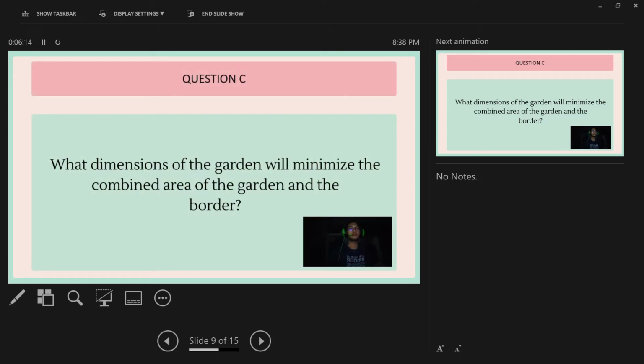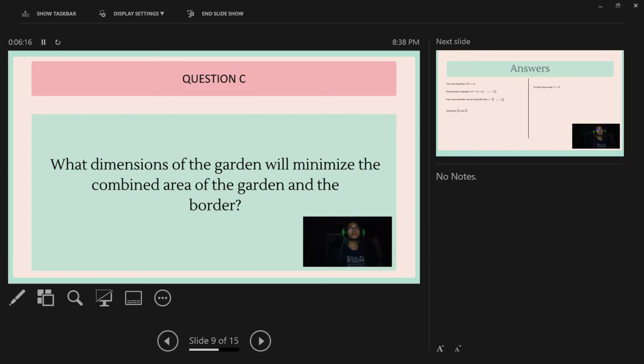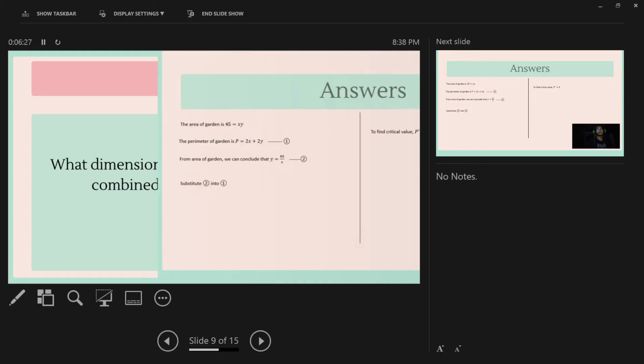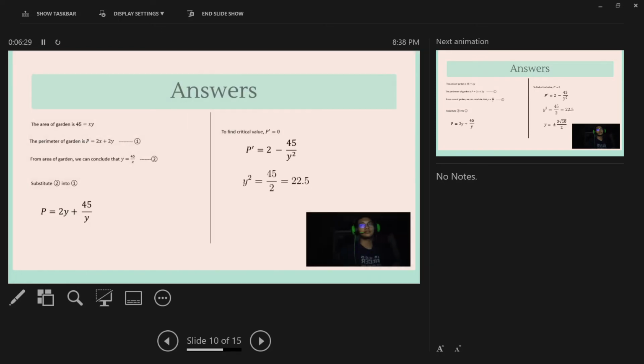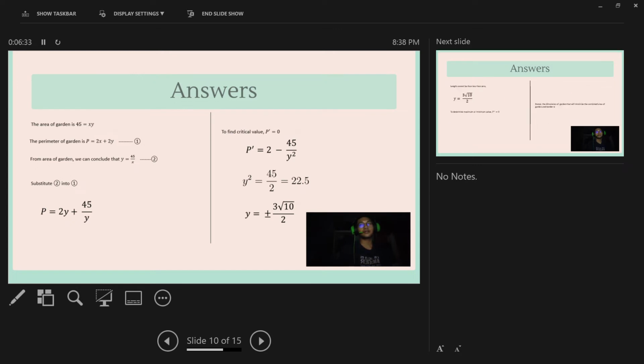Okay, next we will move on to question C. The question is, what dimension of the garden will minimize the combined area of the border and the garden? First we know that the area of the garden is 45 equal to xy, and the perimeter of the garden is p equal to 2x plus 2y.